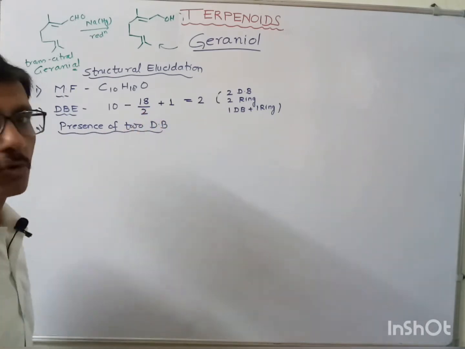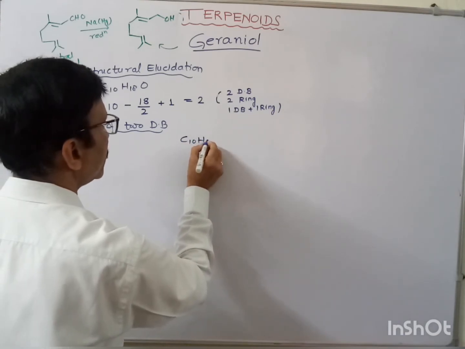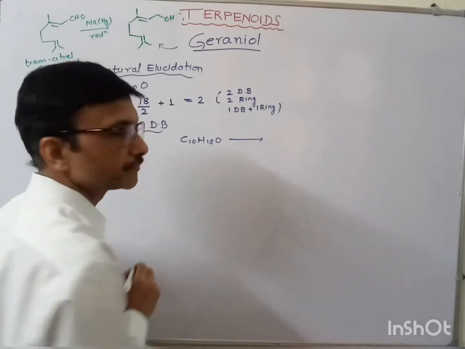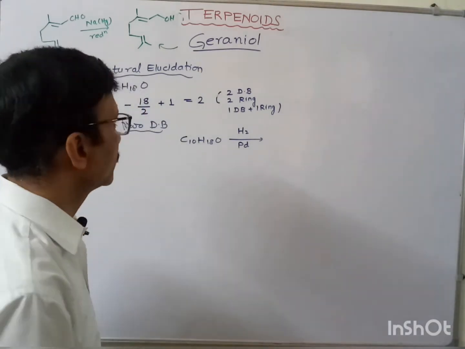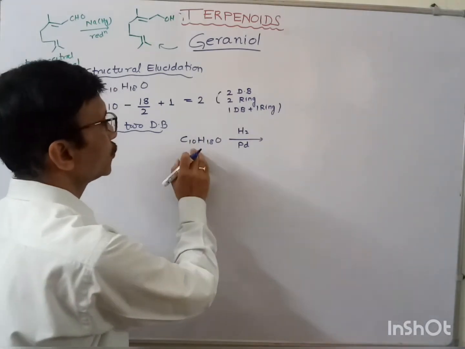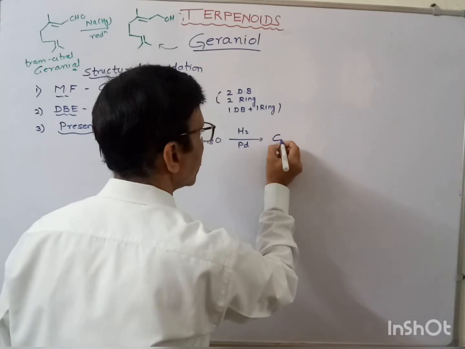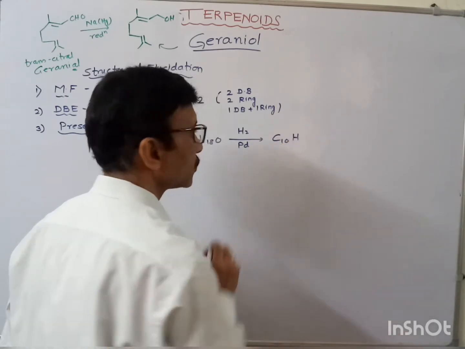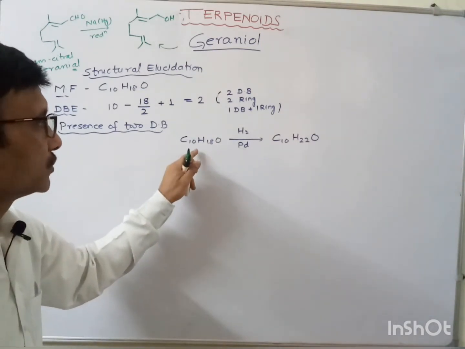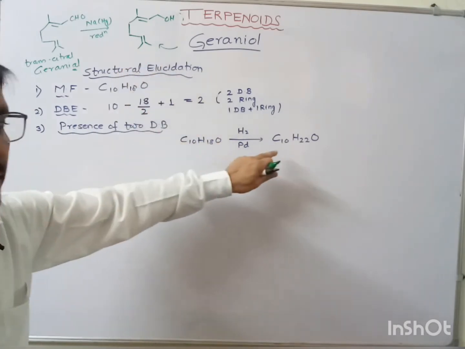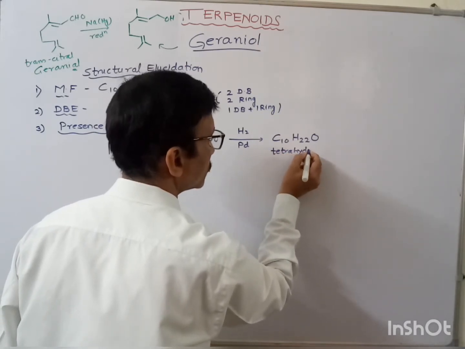The presence of 2 double bonds, or unsaturation, can be proved by hydrogenation. So if we have this geraniol, that is C10H18O, and we do the hydrogenation in the presence of palladium or platinum, then it will undergo reduction. It was found that two molecules of hydrogen get attached. So the formula which was obtained was C10H22O. If four hydrogens are attached in this structure, the name we can write is tetrahydrogeraniol.